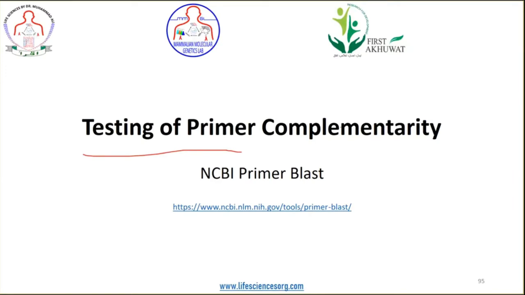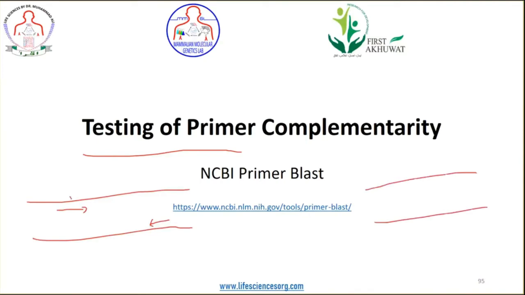There are two kinds of testing of the primers. One testing is whether the primers are binding on the gene of our interest or not, and the second testing is whether they have enough capability to bind the site of their complementarity or not. So two kinds of testing we will do today before we perform the primers. This testing will also be performed in silico.